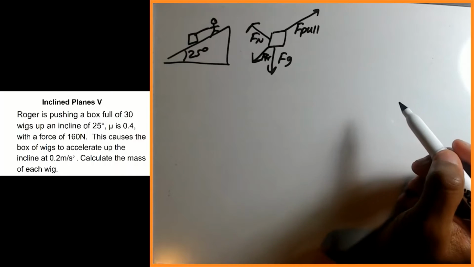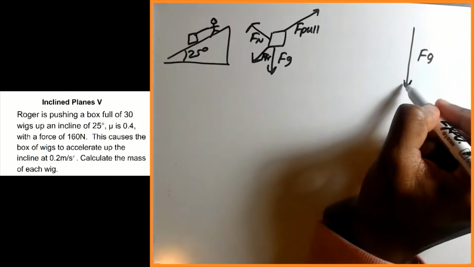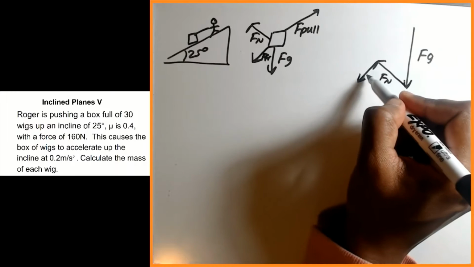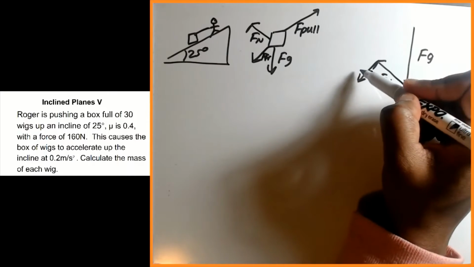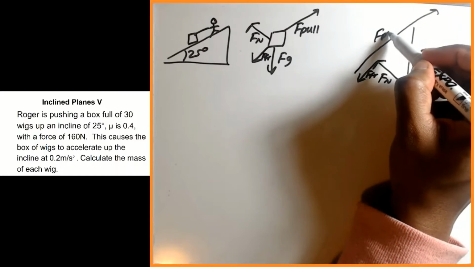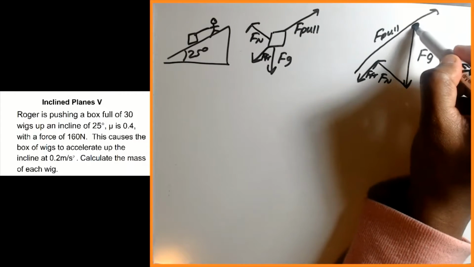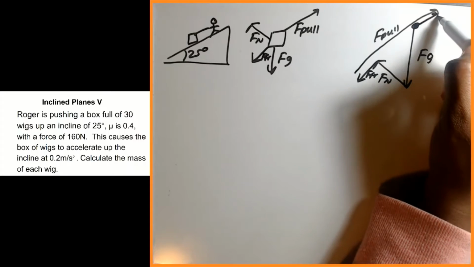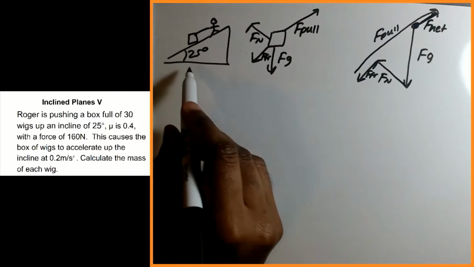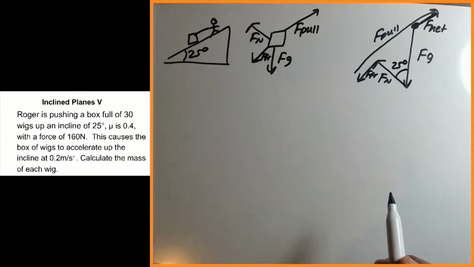Next, we want to draw a vector addition diagram. So we would draw Fg and Fn like this, and the force of friction, and F pull. It's going to start here and extend up here. And then to close up this loop, we want to draw F net, which is going to start here and end at the head of the last vector, which is F pull. And of course, we want to line up the angle with the angle on the diagram. So that's 25 degrees right there.